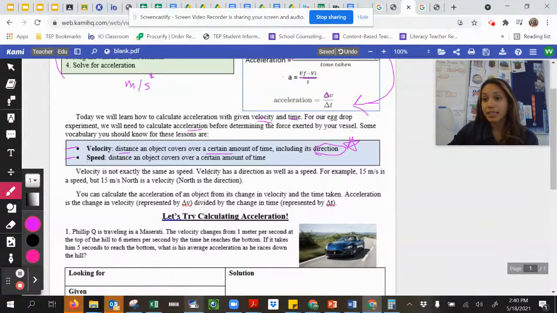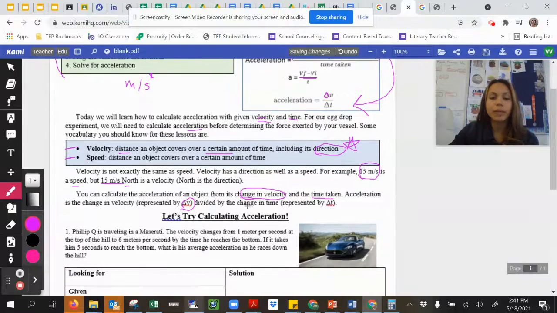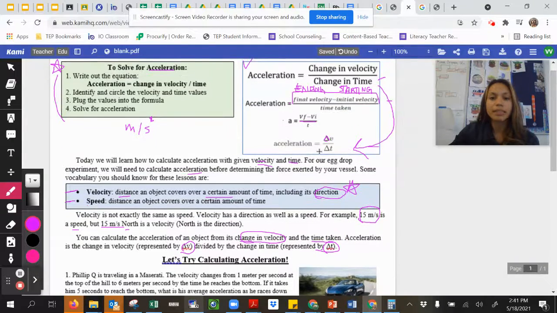So velocity is not exactly the same as I told you. It has a direction. For example, 15 meters per second, that is the speed, or velocity. It's a speed, but 15 meters per second north is the velocity because it has a direction. You can calculate acceleration of an object from its change in velocity and the time taken. So acceleration is the change in velocity represented by this delta v, which is also here, divided by the change in time represented by delta t, which is here.